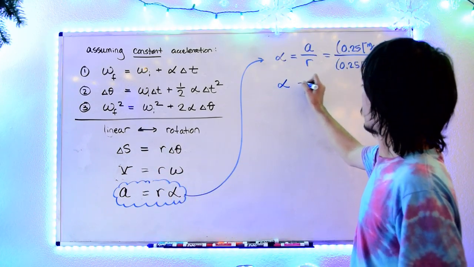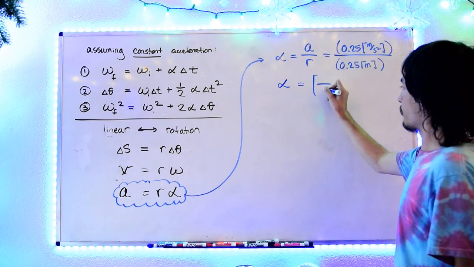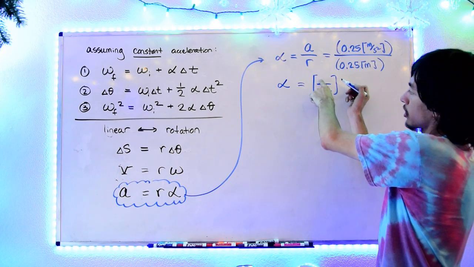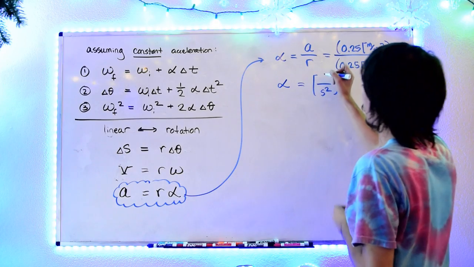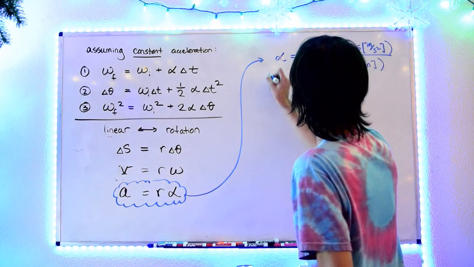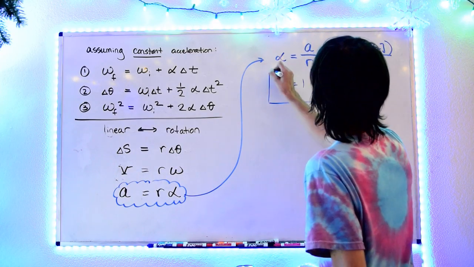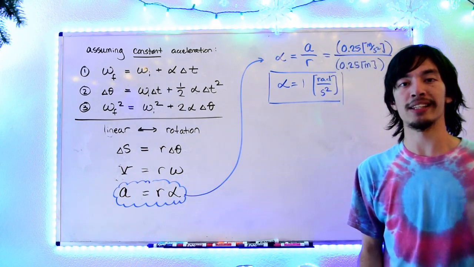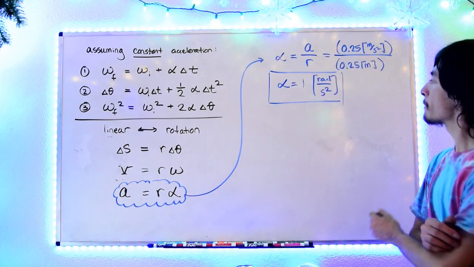So alpha is, now you'll notice that everything cancels except for the second squared. Now the technical unit that takes its place, even though it's technically unitless in the top, you can call it radians. So it's radians per second squared. So this is equal to 1 radian per second squared. Radians do not technically have a value as a unit, so we regard them as unitless.